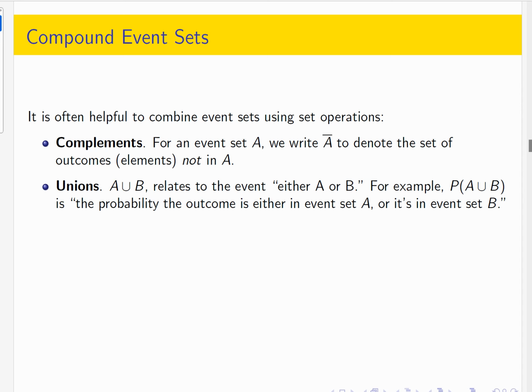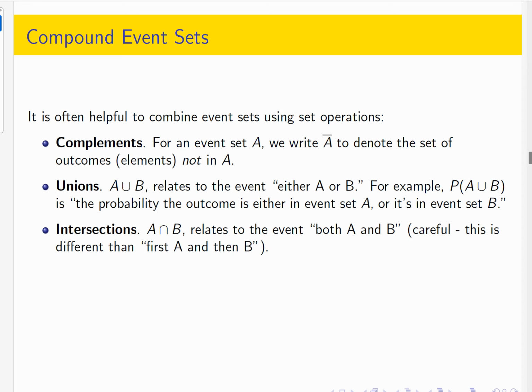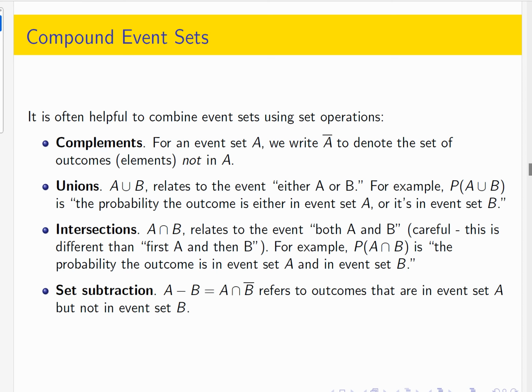Okay, and the probability of A union B, right, is the probability that the outcome is either in event set A or in event set B. Intersections, both A and B. This is different than repeated trials where we do first A and then B. Those are slightly different formulations, and we'll see plenty of examples of both. I don't think this will be confusing going forward. It may be a tad confusing at the moment.